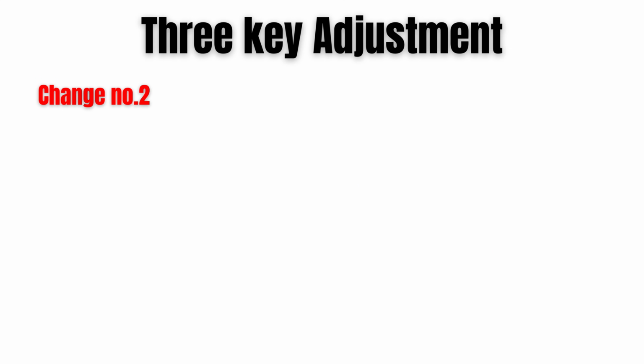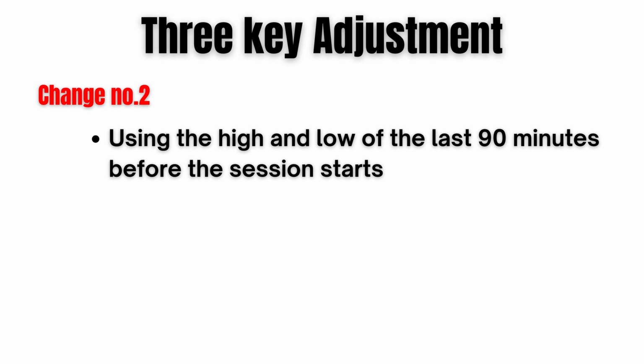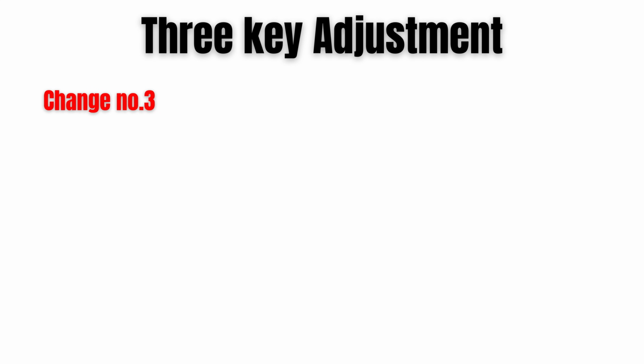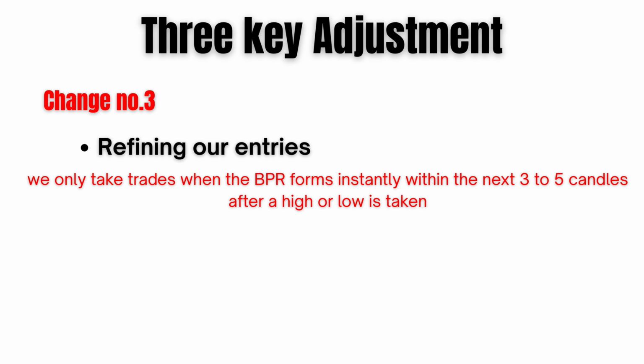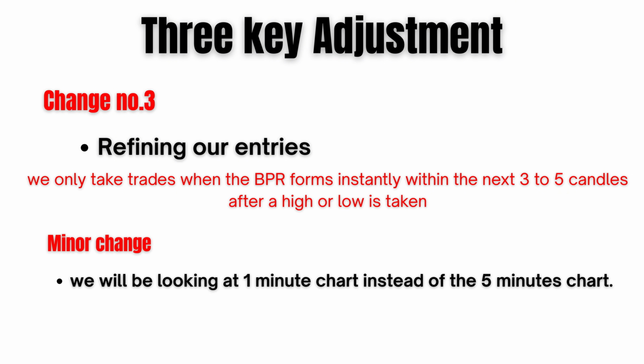Change number 2. Instead of marking random highs and lows, we're now using the high and low of the last 90 minutes before the session starts, giving you a precise reference point that aligns with how smart money moves. Change number 3. We're refining our entries. We only take trades when the BPR forms instantly within the next 3 to 5 candles after a high or low is taken. This ensures maximum accuracy. Another minor change is that we will be looking at 1-minute chart instead of the 5-minute chart.